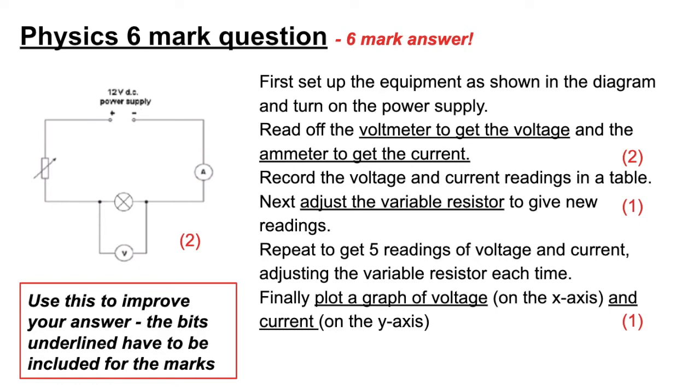There's a sentence to say you repeat it to gain a whole set. You don't have to have 5 there, but 5 is best for a graph, but you certainly need to repeat these steps until you get a whole series of readings. And then finally, that's the bit about analysing it. You'll plot a graph with voltage and current.